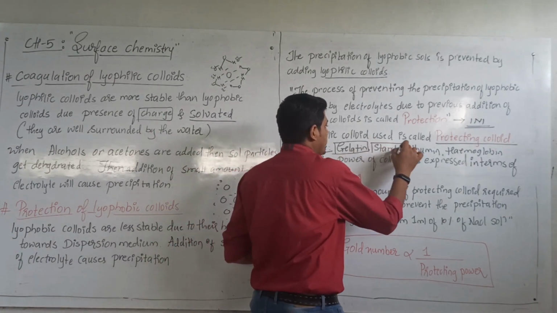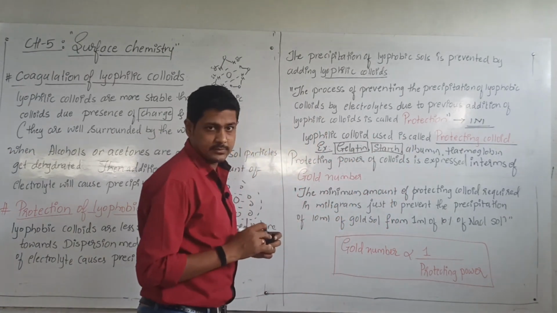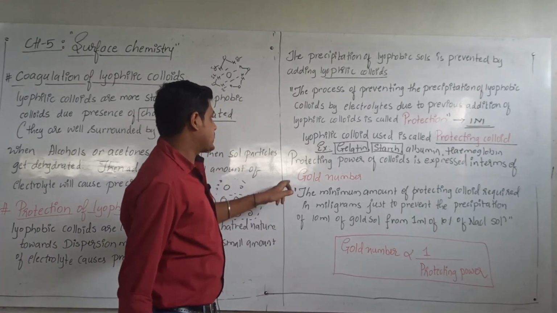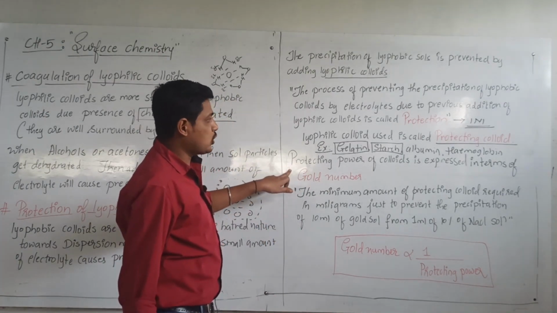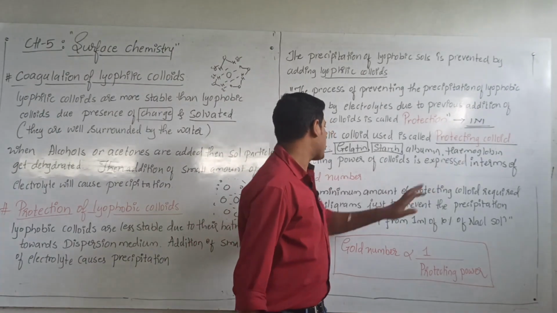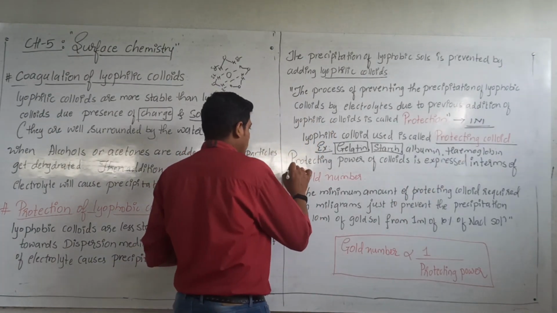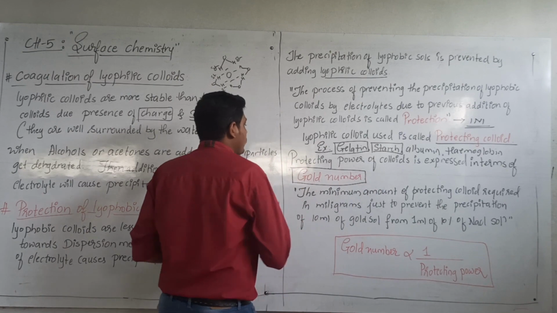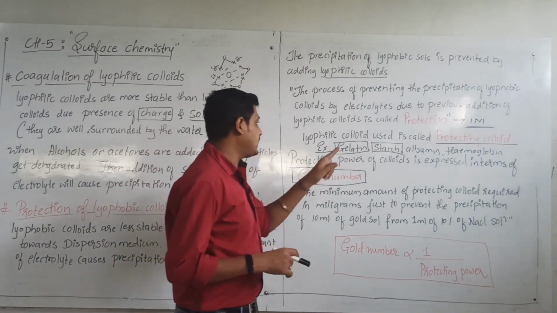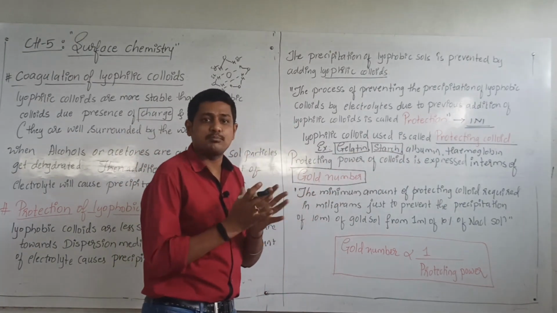Or starch is more easily available, so sometimes starch will be used. Okay, then next, protecting power of colloids is expressed in terms of gold number. Okay, so what is gold number? It means every lyophilic colloid has its own protecting power.